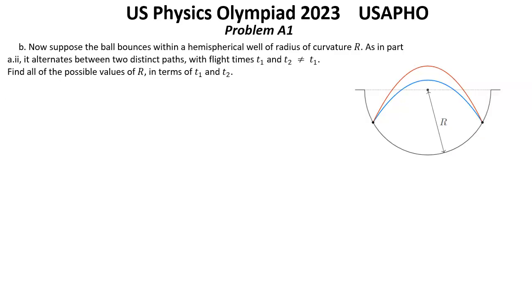Solution for question B. Now suppose the ball bounces within a semispherical well of radius of curvature r. As in part A2, it alternates between two distinct paths with flight times t1 and t2 not equal t1. Find all of the possible values of r in terms of t1 and t2.